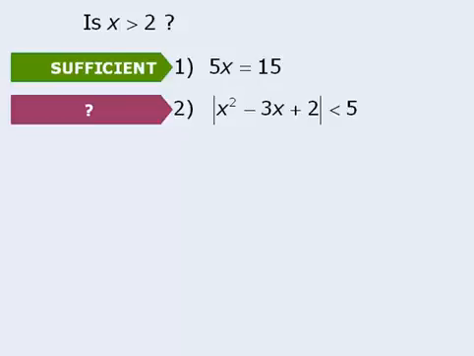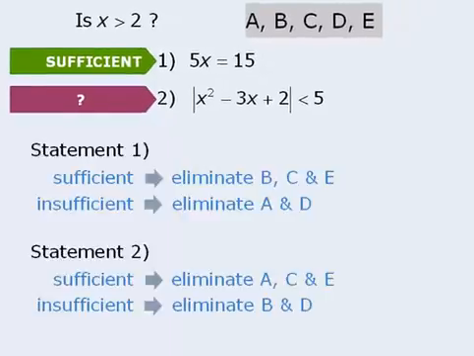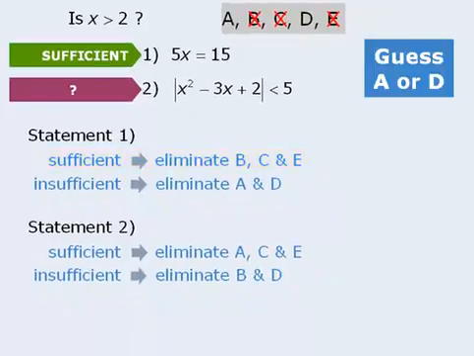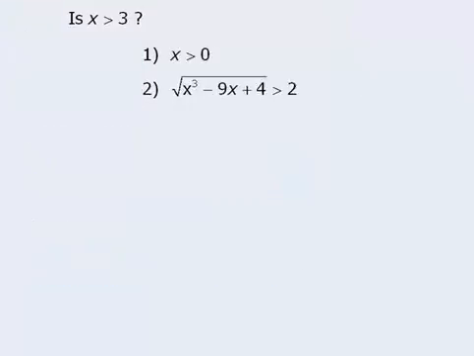Now, keep in mind that we were able to determine that statement 1 is sufficient, so we can limit our guesses to a few answer choices. Using the elimination method, we can see that when statement 1 is sufficient, we can eliminate answer choices B, C, and E. When we do this, we see that only 2 answer choices remain, so we will guess either A or D. So by knowing that statement 1 is sufficient, we were able to reduce our possible answer choices down to just 2. Now, in case you're wondering, the correct answer here is A, and I will leave it to you to confirm this. Let's look at another example.